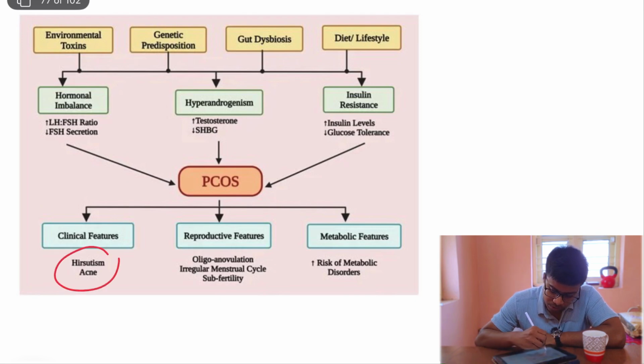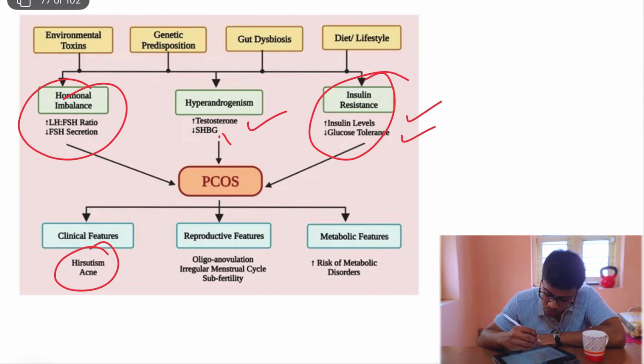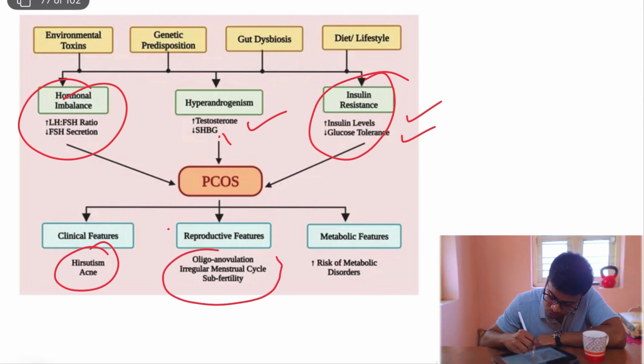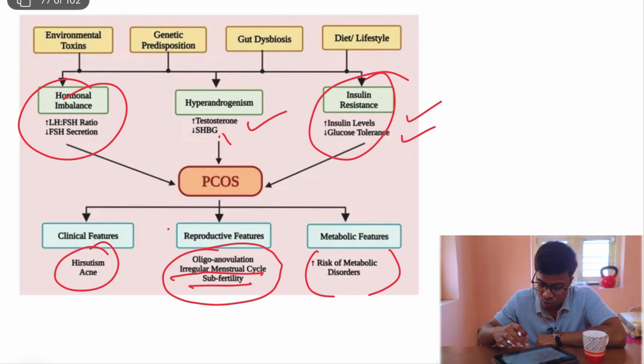So the clinical features will be hirsutism and acne due to increased androgen, testosterone, hyperandrogenism. Hormonal imbalance will be there, the LH to FSH ratio will increase, FSH secretion will decrease, and that will lead to the folliculogenesis defect. Then insulin resistance will be there, insulin levels will increase, and glucose tolerance will decrease. Apart from that, reproductive features will be there, that is oligo-ovulation, less ovulation. Then irregular menstrual cycle and subfertility can come. Metabolic effects, that is increased risk of metabolic disorders and obesity syndromes.